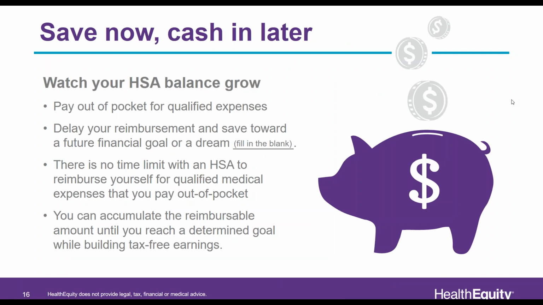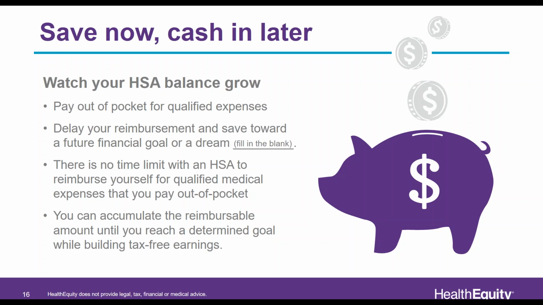Now, one option that we have that some of our members like to utilize is saving now to cash in later. You can watch your HSA balance grow. So what this concept is that you can pay out of pocket for your qualified medical expenses right now, and you can delay your reimbursement and save up your HSA dollars, have them snowball and keep earning more and more interest for you. And then when you're ready, you can reimburse for those things that you have paid for out of pocket.